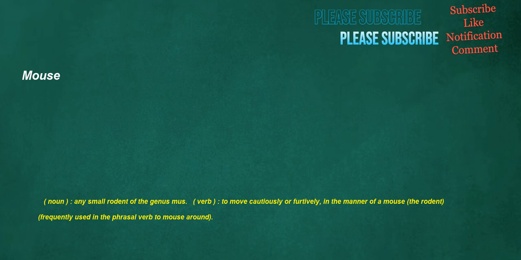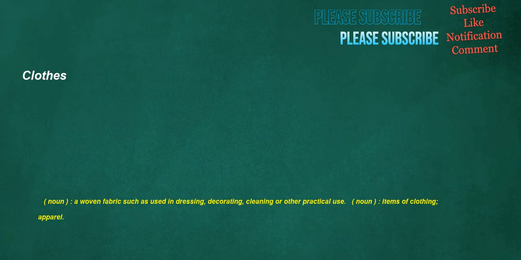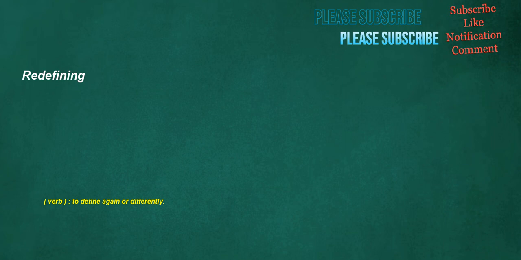Verb, to move cautiously or furtively, in the manner of a mouse. The rodent, frequently used in the phrasal verb to mouse around. Clothes. Noun, a woven fabric such as used in dressing, decorating, cleaning or other practical use. Noun. Items of clothing. Apparel. Redefining. Verb. To define again or differently.